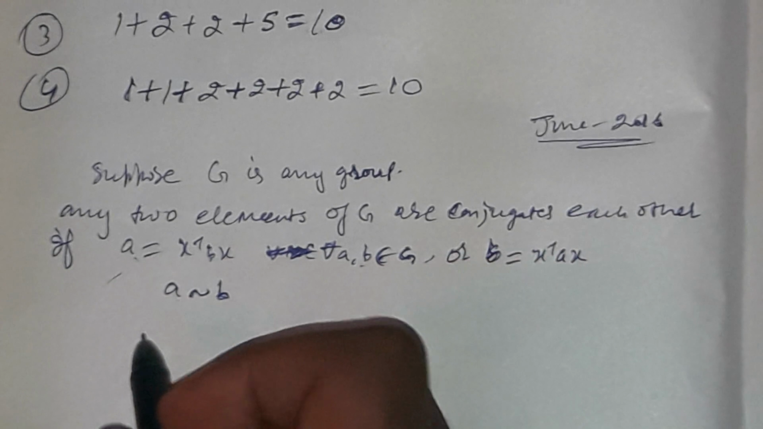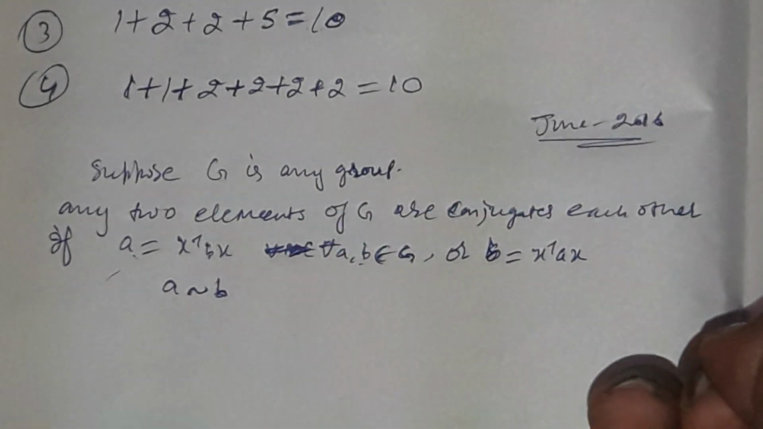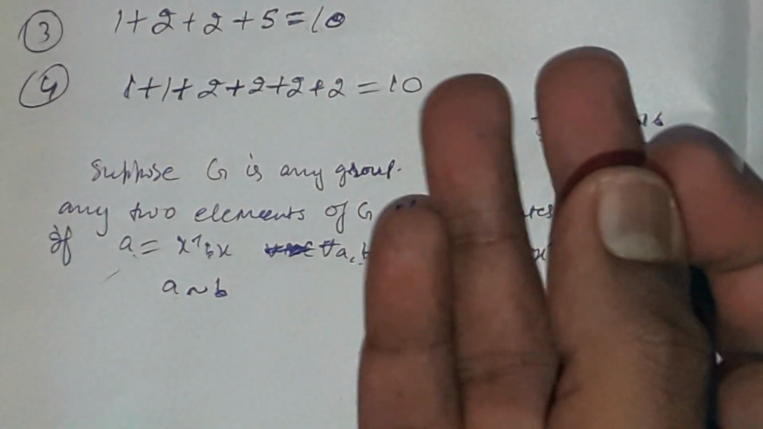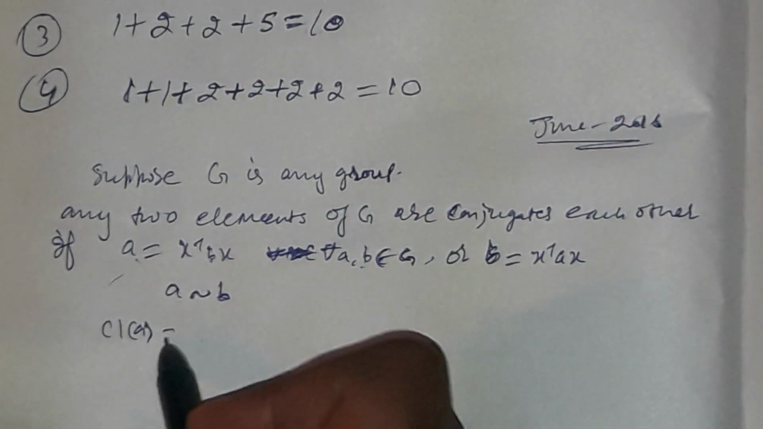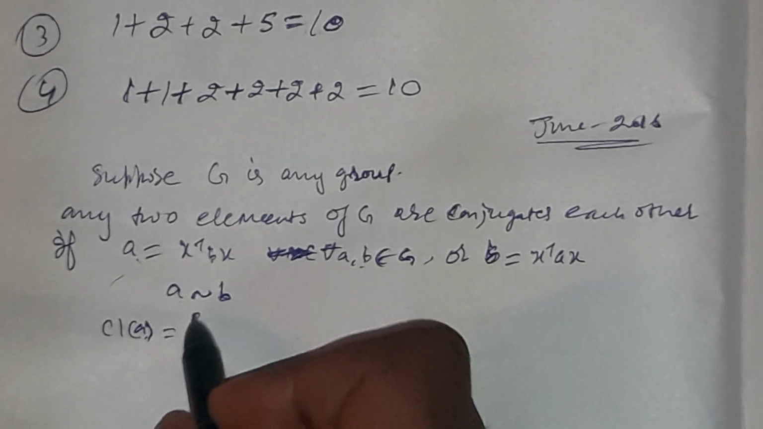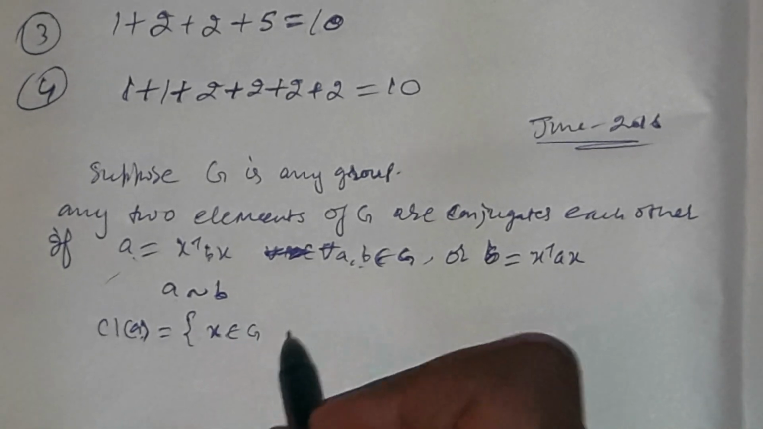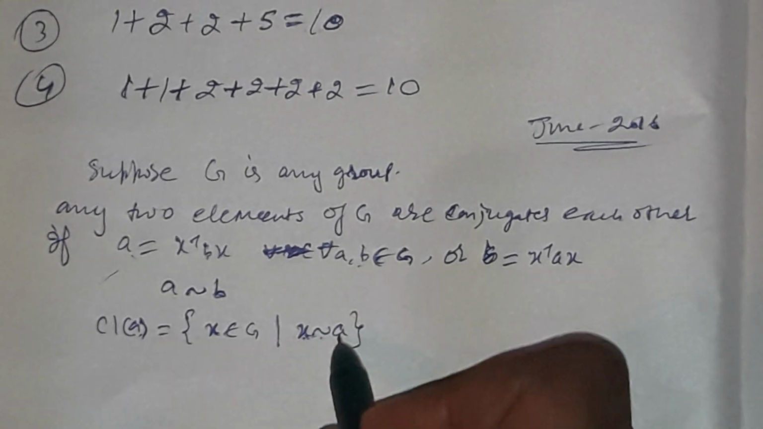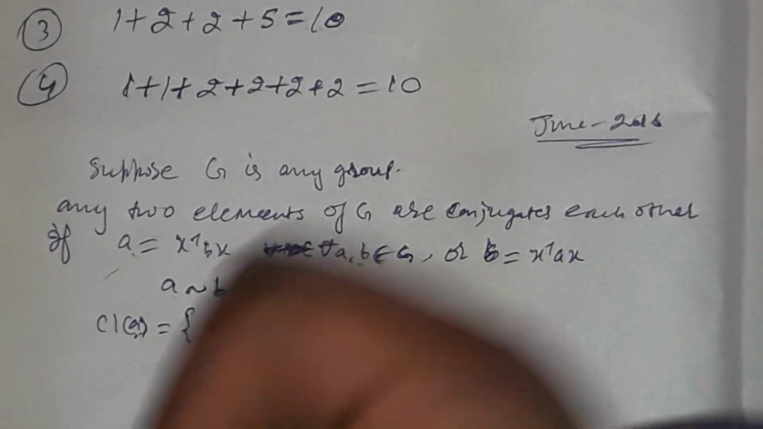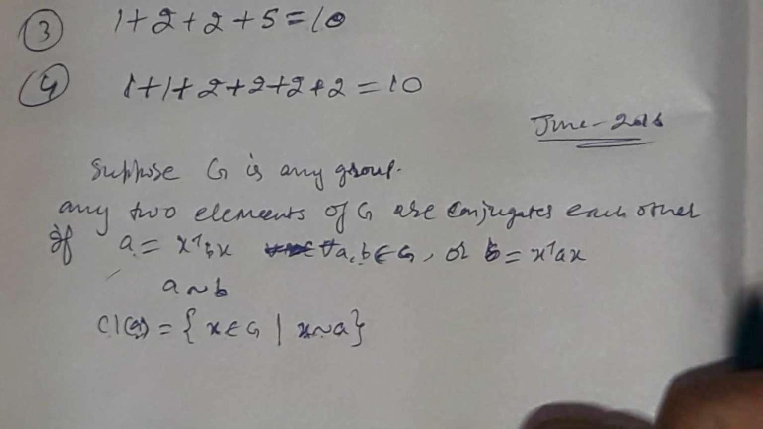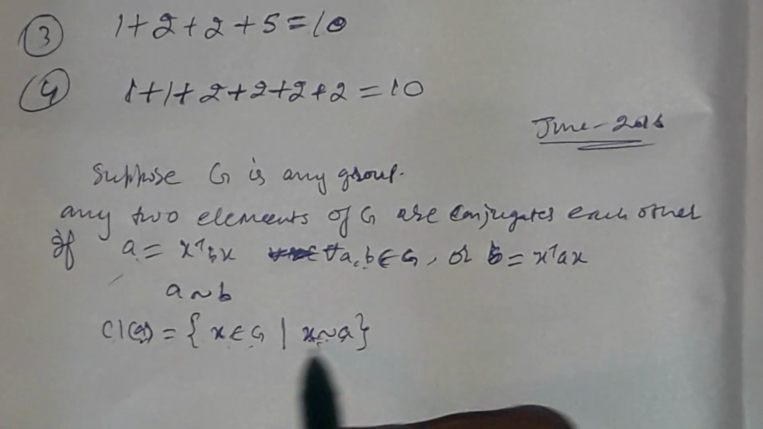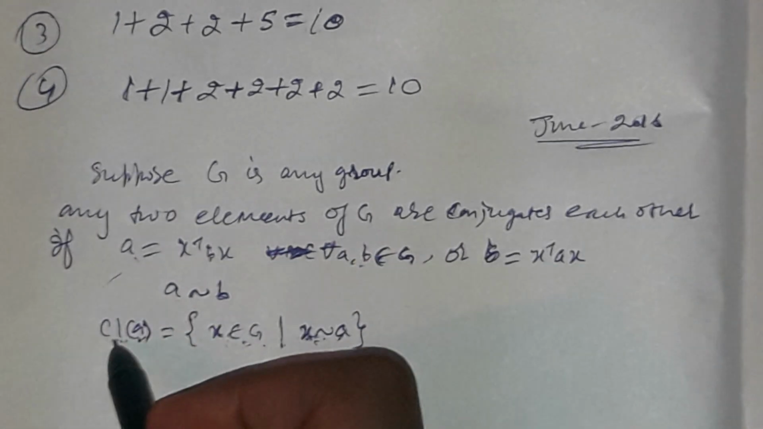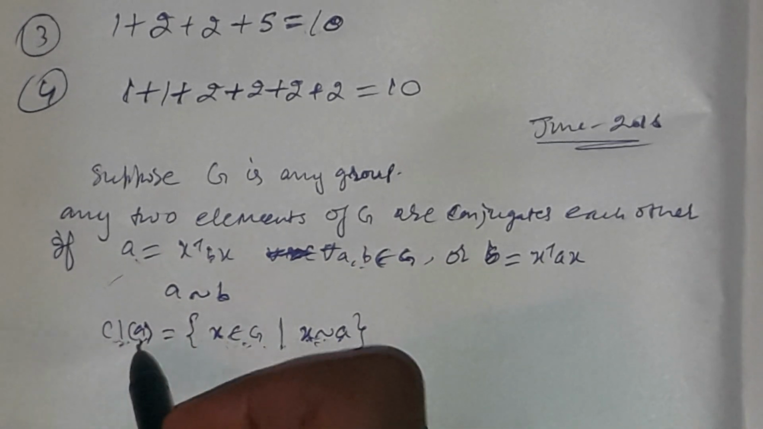The collection of all the conjugate elements of a group is called the conjugate class of A. Suppose we take the conjugate class of A. It contains all those elements of G which are conjugate to A. Choose all elements of G which are conjugate to A. The set of these elements is called the conjugate class of A.